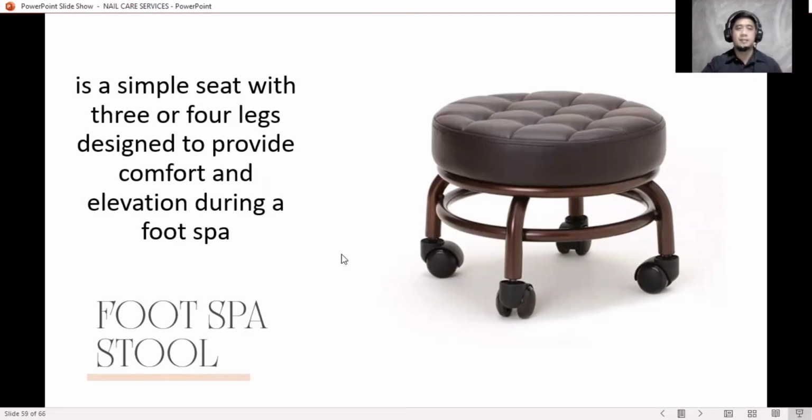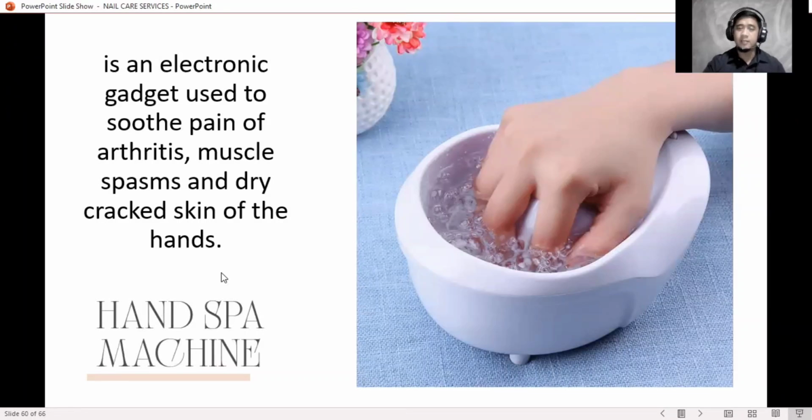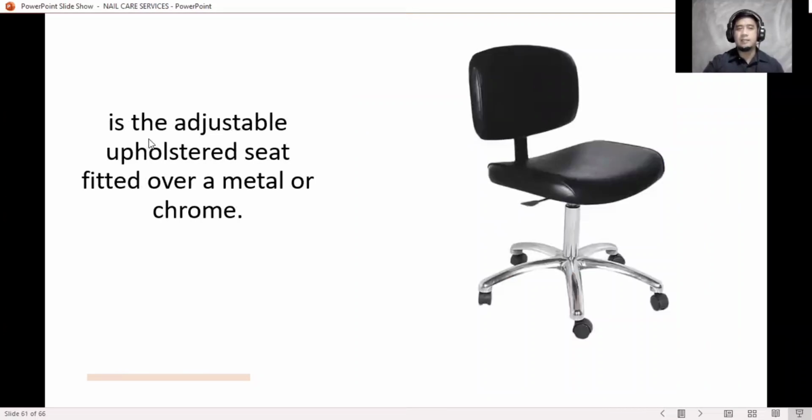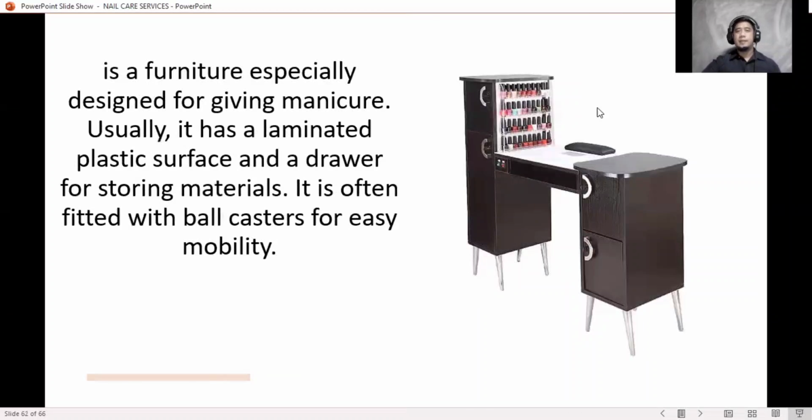So yan, ginagamit yan. Next, it is an electronic gadget used to soothe pain of arthritis, muscle spasm, and dry cracked skin of the hands. So this one, binababa din mga kamay natin dyan. And we call it hand spa machine. Okay, so hand spa machine, tas yung kanina, foot spa machine. Next one is the adjustable upholstered seat fitted over a metal or chrome. Yan, ito. Ginagamit naman to ng mga nagbibigay ng nail care service, mga manicurist natin. Okay, so we call it manicurist chair or manicurist stools. Diyan sila umupo.